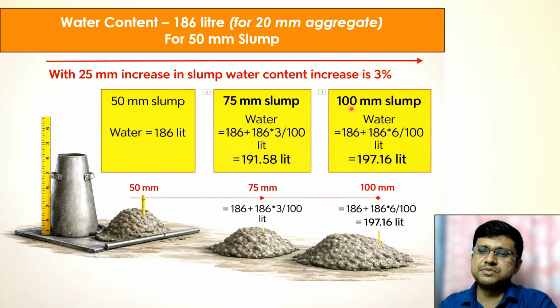Similarly, if the slump value is 100 mm, so 50 mm more than 50 mm, we have to increase the value by 6%. So it will become 197.16 liter. But for our particular problem, the slump value is 75 mm, so we will consider 191.58 liter for our particular problem.